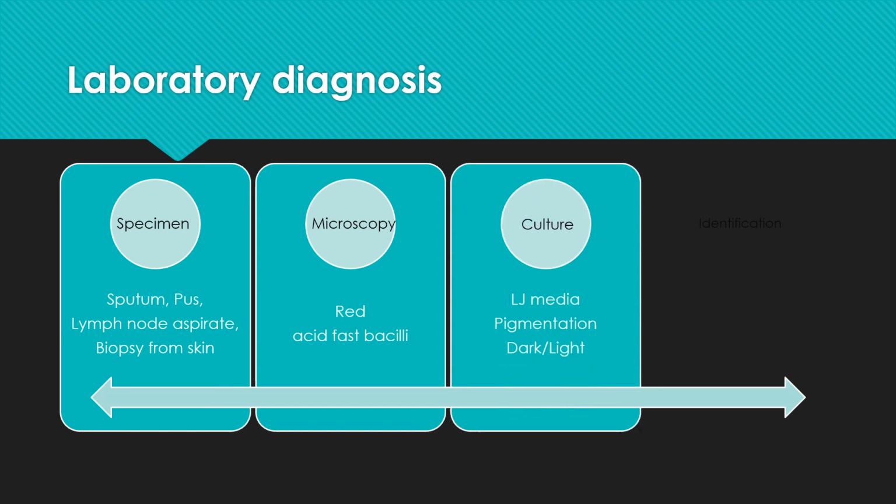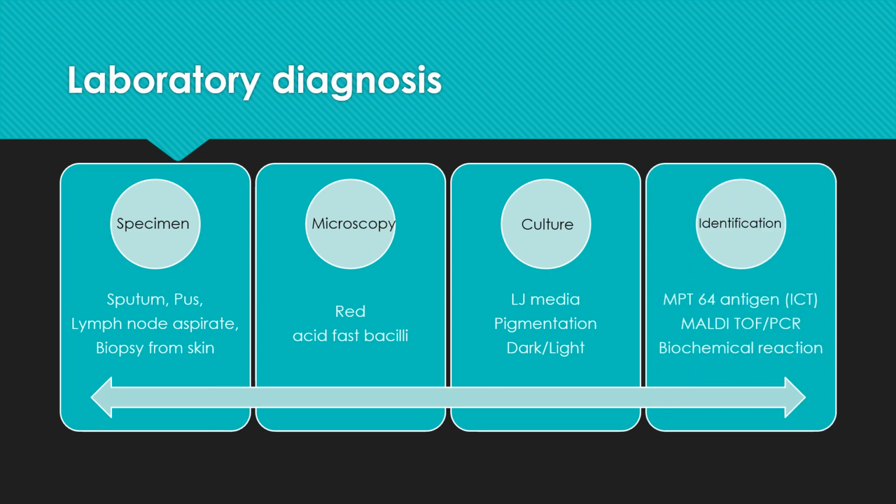So for the culture, we will do the culture on LJ medium, and we will put the LJ medium into incubation in light and dark separately for differentiation between the photochromogens and scotochromogens. Then identification. Identification is done by different methods. Among these, the most important and most commonly used method is the MPT64 antigen.